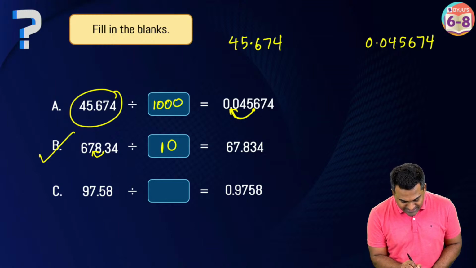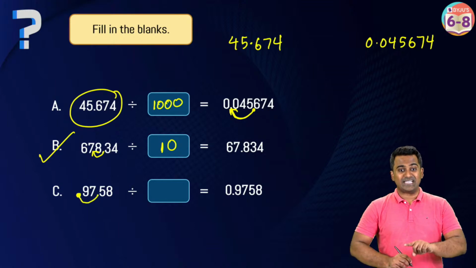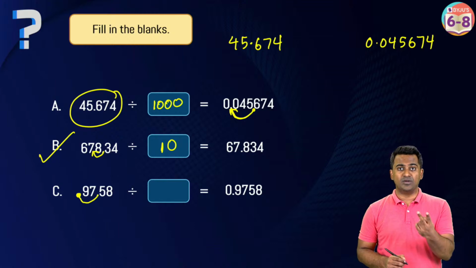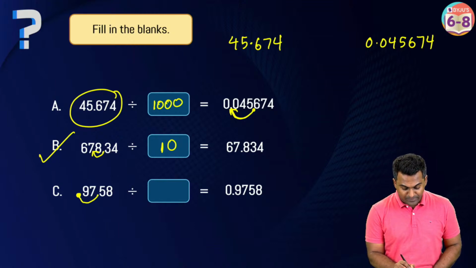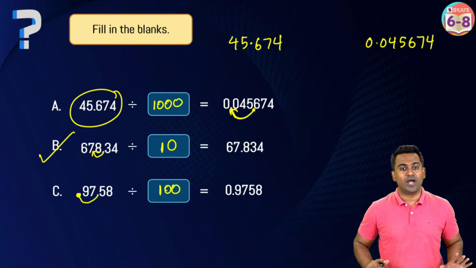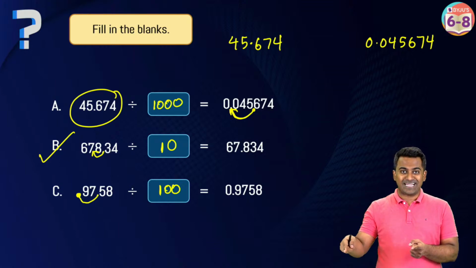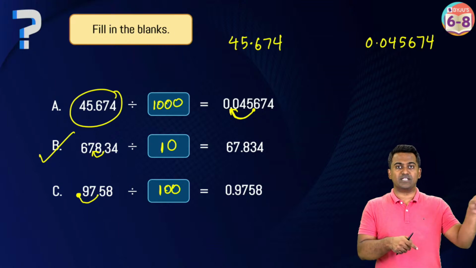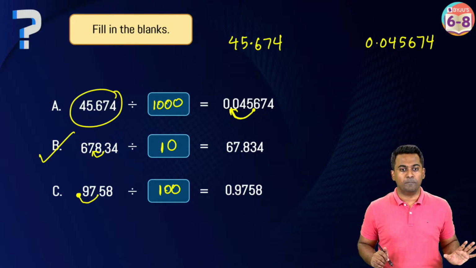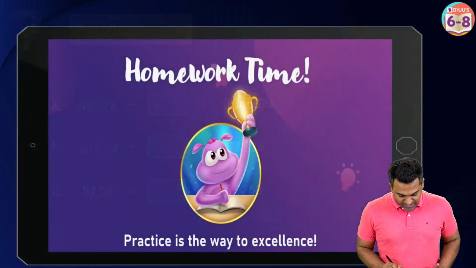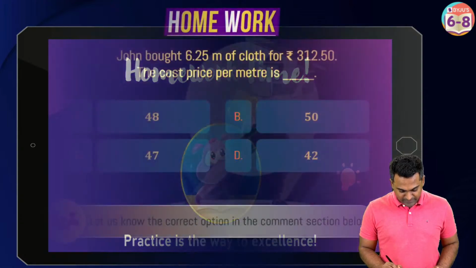97.58. Where has the decimal point moved? The decimal point is here now. It has moved to the left how many times? 2 times, right? So what will I put here? I will put 100. Very good. Correct answer. So multiplication, move the decimal point to the right hand side. Division, move the decimal point to the left hand side. That's all. All right, so that's it for this session.